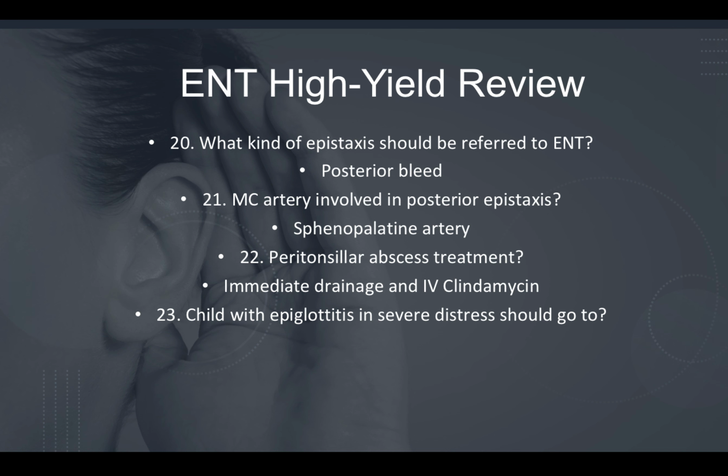Child with epiglottitis and severe distress should go to where? If the child has epiglottitis, you're going to get the lateral neck x-ray, you see the thumb sign, and you worry about this child's airway. So this kid should go to the OR to establish a surgical airway. This is super high yield. I remember seeing this question somewhere along my PA career, or it could be a pimping question during your clinical year. But anyways, child with epiglottitis in severe distress goes to the OR to establish an airway.